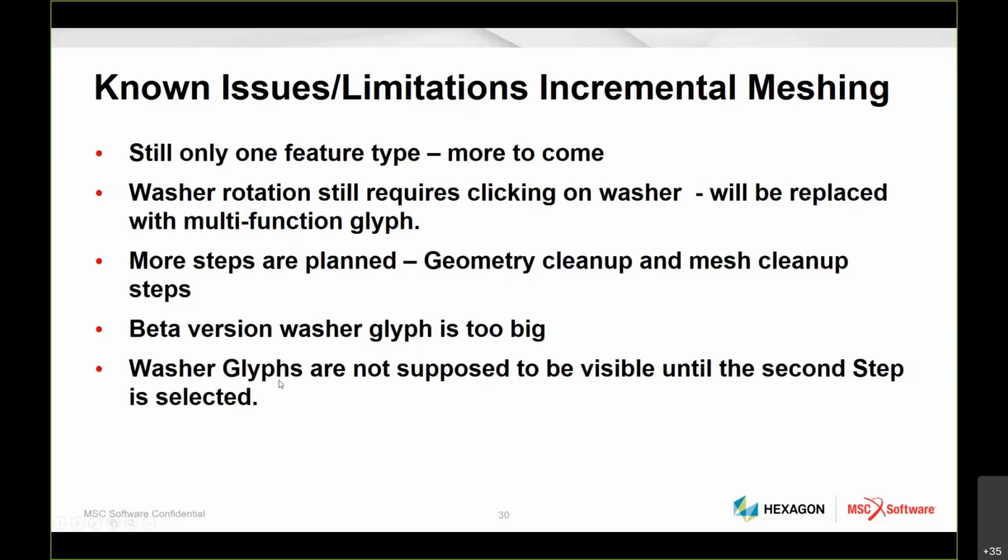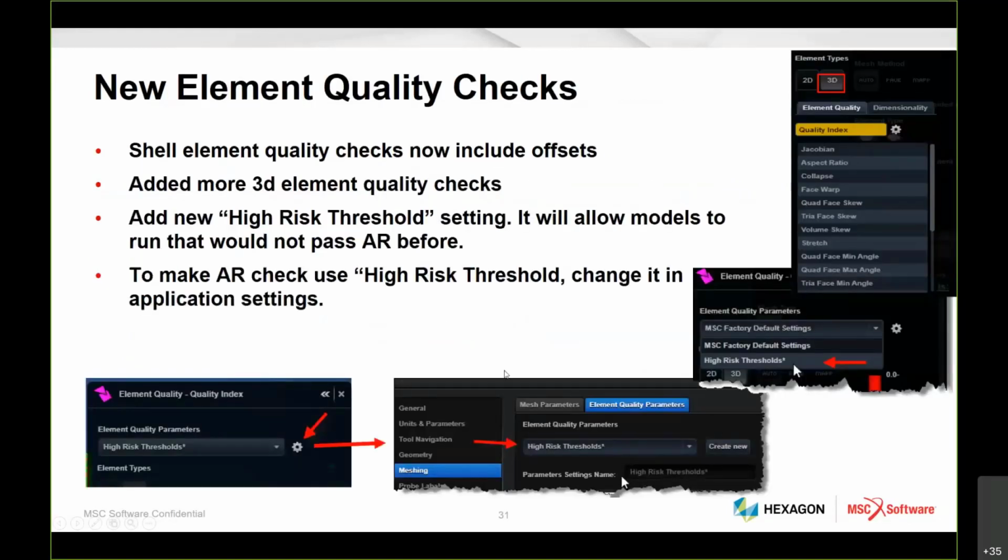A couple of limitations. Quality checks for solid meshes, so hex and tet elements, which are a very complete set based on what our other industry products have out in the marketplace. We also have a new threshold. Right now, you have problems if you're not so much worried about your quality. You know it's a hex mesh, let's say, and you know there are some bad elements in there. You know Nastran is going to run. You don't want to have our AR prevent you from running the model. So now we have this high risk threshold setting that you can turn on.